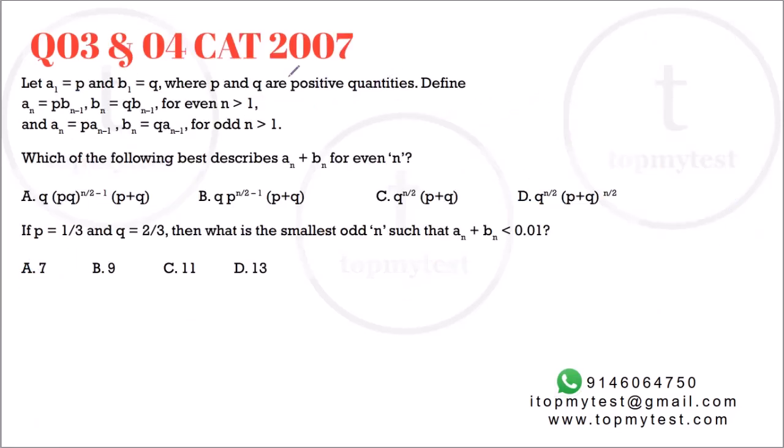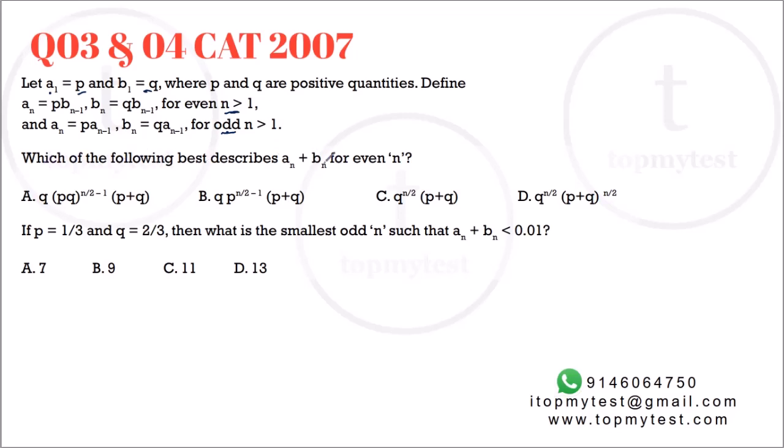Now 3 and 4 are a double question. These are very popular in the CAT in the 2000s. So this is from CAT 2007. It says let A1 is equal to P, B1 is equal to Q. So we know the starting point of these two. P and Q are positive quantities, and then you define the series. An is equal to P into Bn minus 1, and Bn is equal to Q into Bn minus 1 for even n. And for odd terms, these are the values.